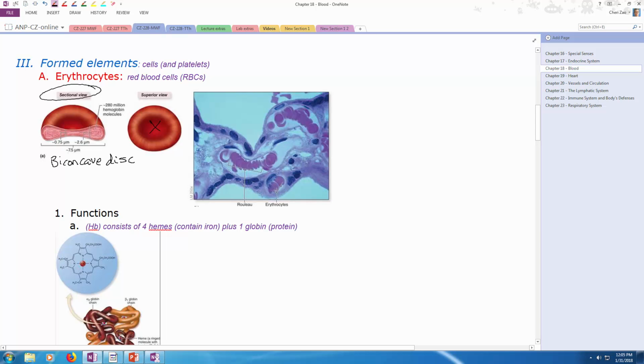It has no nucleus, or anucleated. It is a bag of hemoglobin. And hemoglobin is abbreviated Hb, as we see down here. And it is about 45, almost 50% of our whole blood volume.